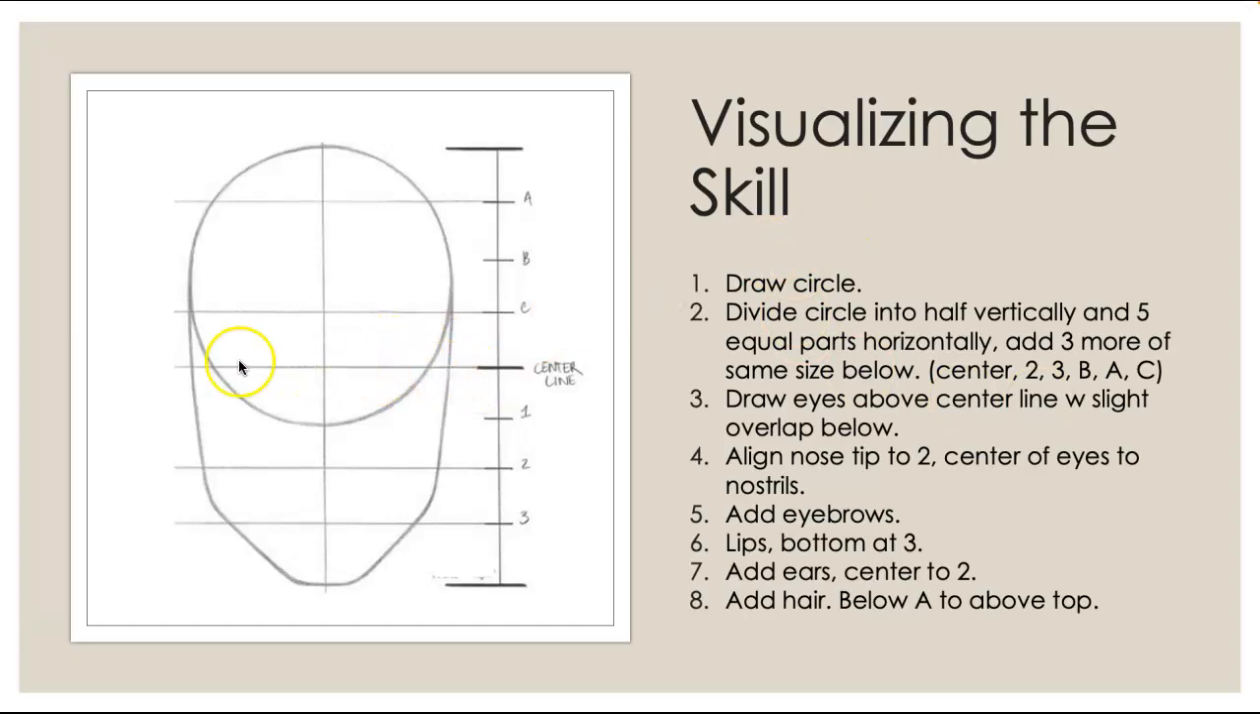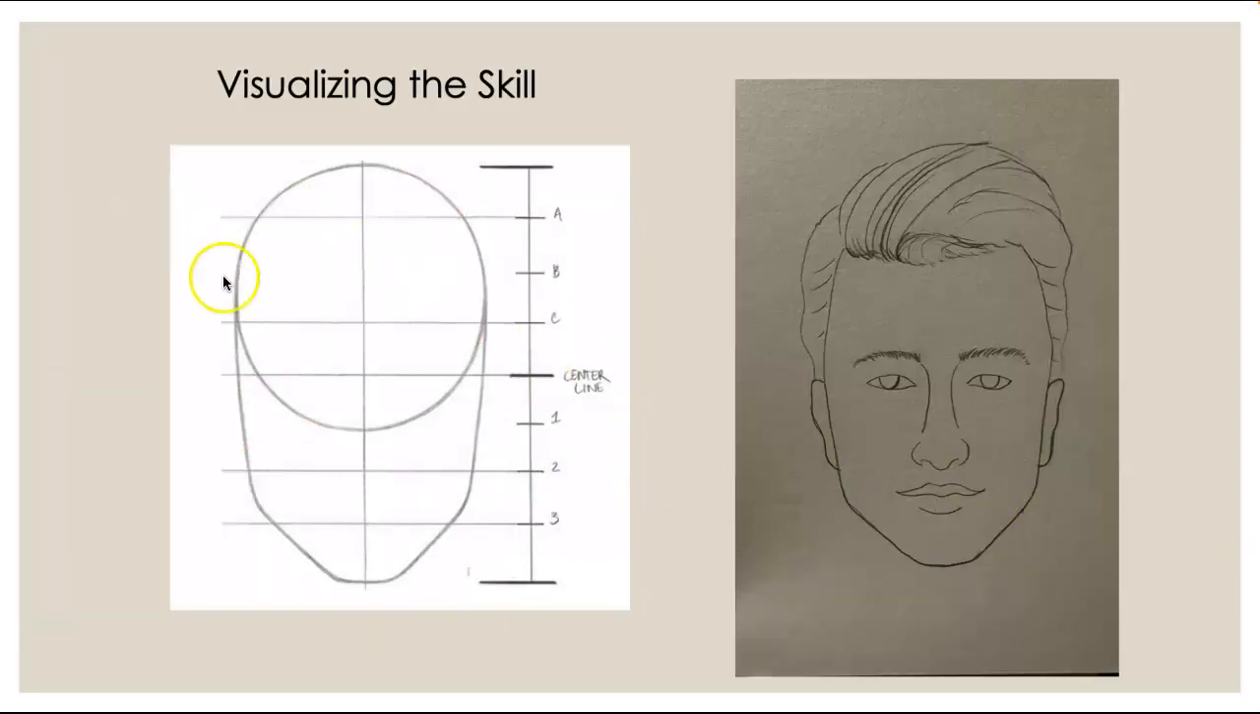The eyes are going to be where we start, which is on that center line right there. The nose tip is at line 2. Eyebrows below C, and lips at the bottom of 3, and then hair at the top, just below A. So let's look at what that looks like.